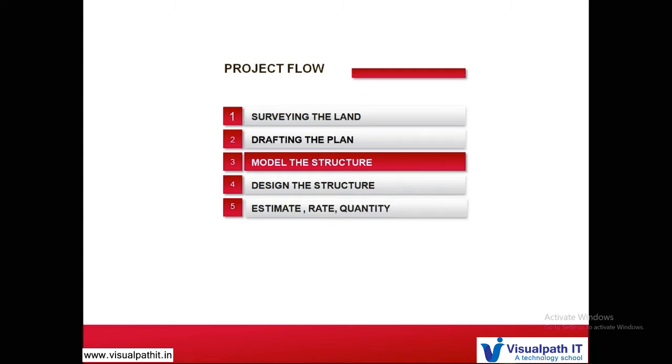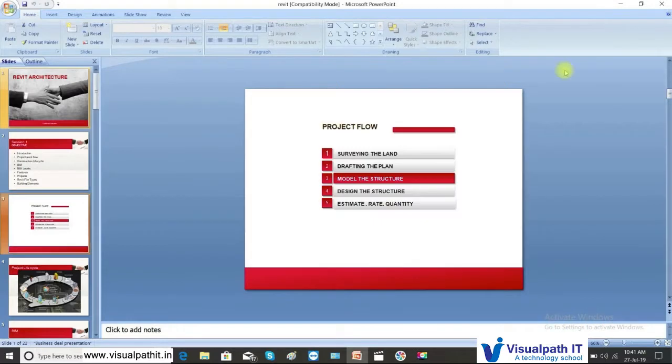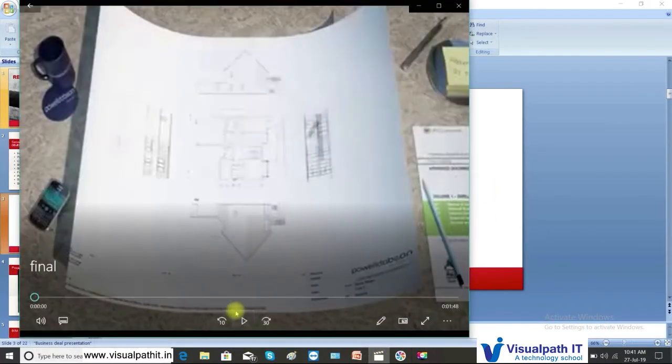Why the modeling is done, we are going to see when we start doing Revit. Then the structure is designed, and then the quantity is estimated. So now you have seen the flow. I would like to support this through a video. Let us see the video of how everything is done till the modeling, and how Revit will be useful to you in your course.